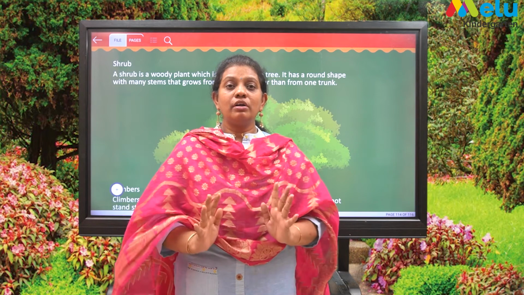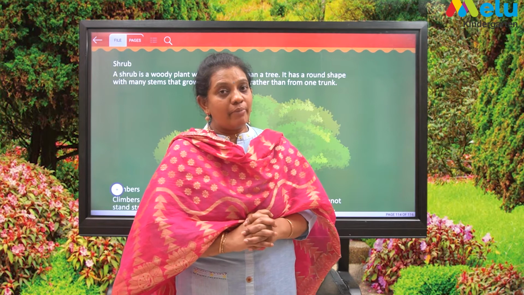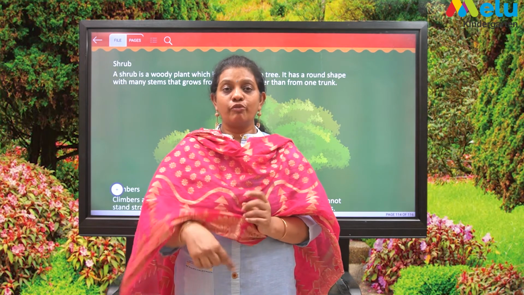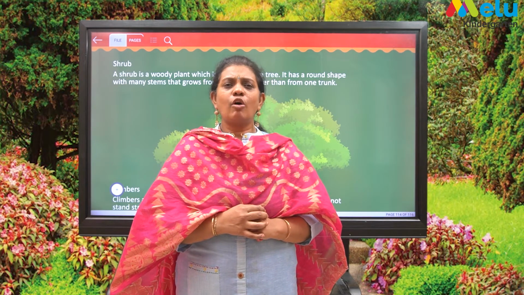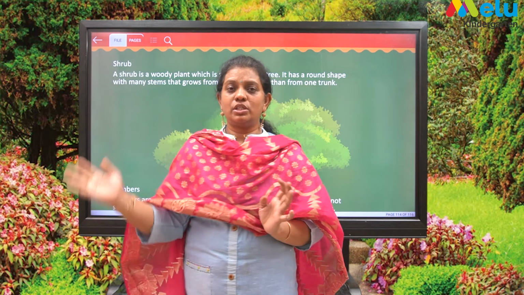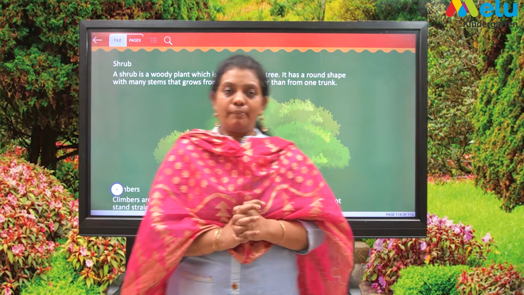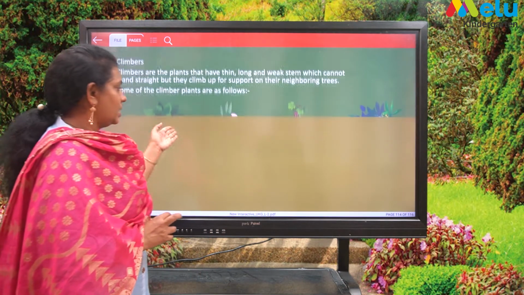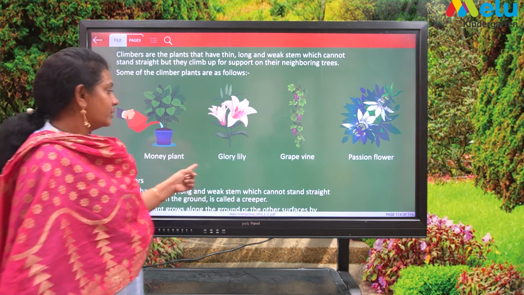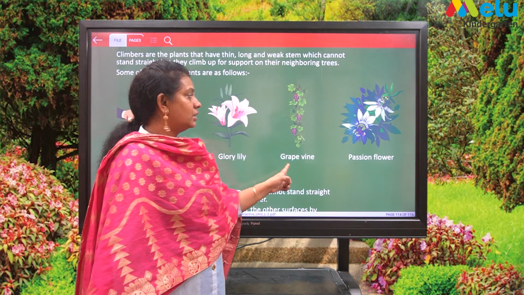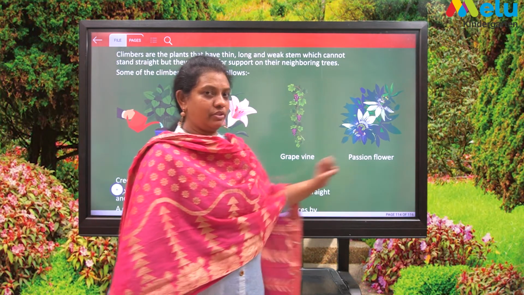It will not have a trunk like a tree. It will have branches, but the branches will grow from the ground itself, and it will almost have a round shape. This is called a shrub. And examples for shrub are money plant, lily, grapevine and passion flower.